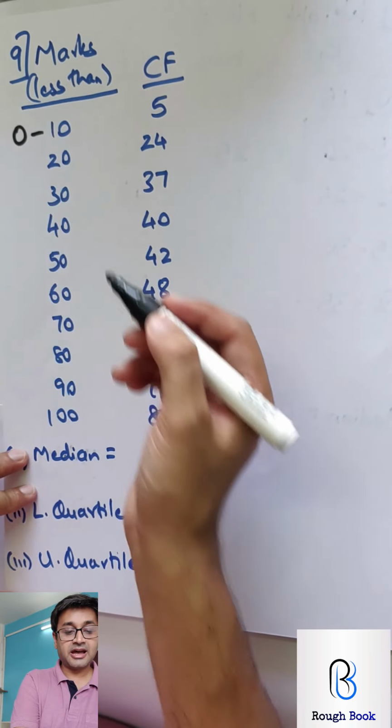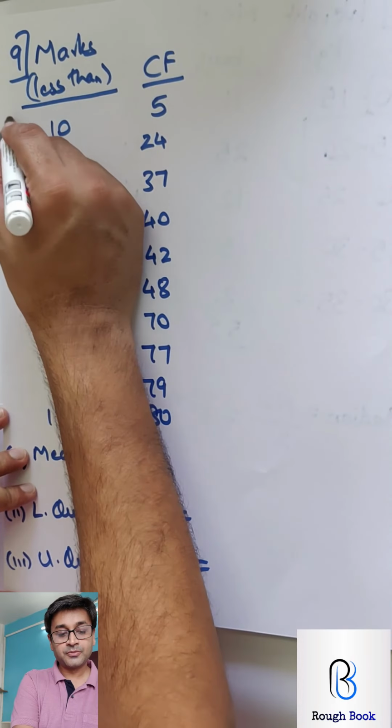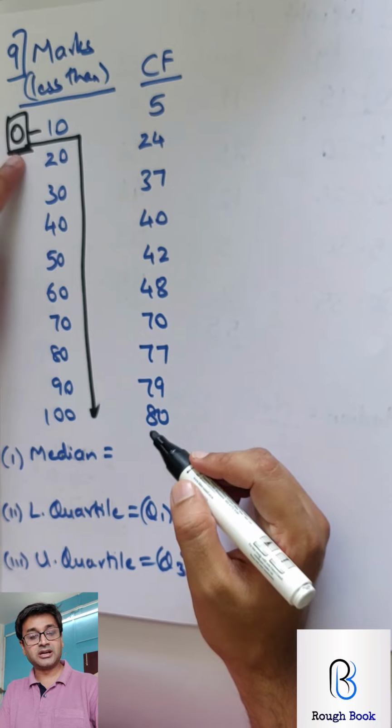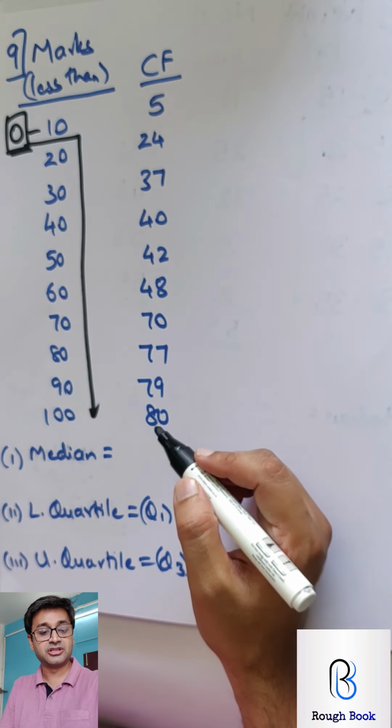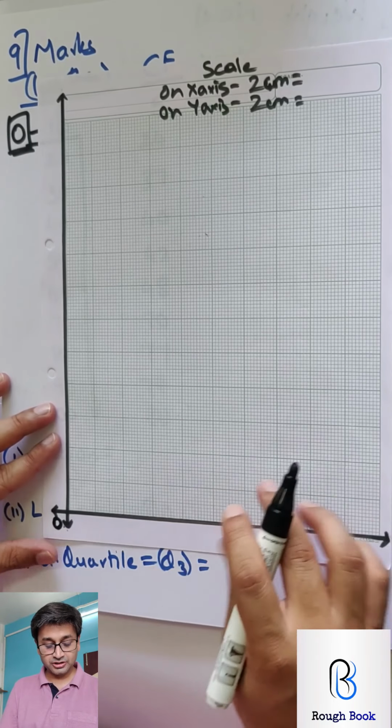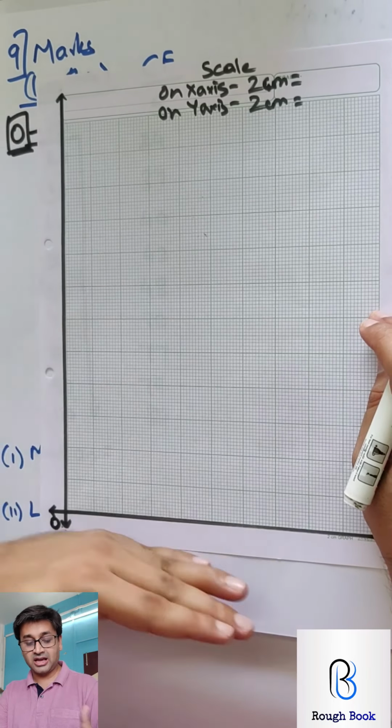Since nothing is there, I make the first class as 0. So I start from 0 and then the reverse L is this. This is not required. Start from 0, then 10, 20 onwards. Just move ahead. So let's plot everything on the graph. So 0.